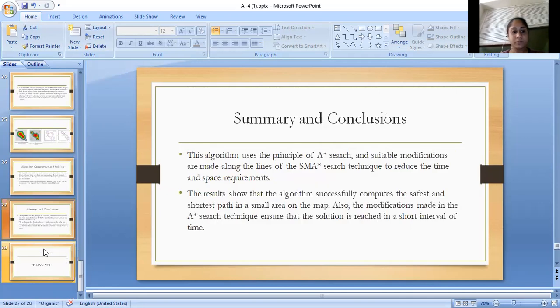Coming to the summary and conclusions. Basically, the results show the algorithm successfully computes the safest and shortest paths in a small area of the map. It also uses the principle of A star with suitable modifications, along with the simplified memory bounded search technique, to reduce the time and space requirements. The algorithm is applied to 5 cases of thunderstorms, and the simulation results are presented for moving thunderstorms. The search tree has a finite depth, and the depth determines the number of turns along the path. The simulation results are encouraging, and better results can be ensured by tuning the turning points of the algorithm.